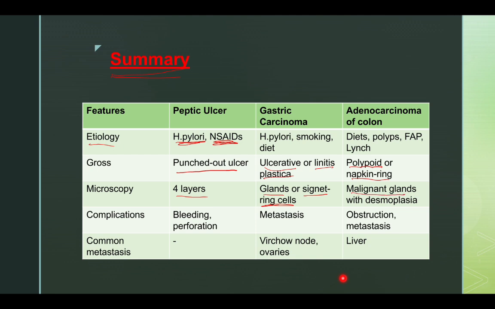Complications of peptic ulcer are bleeding and perforation, whereas gastric carcinoma causes metastasis. Adenocarcinoma of colon obstructs the flow and it also causes metastasis. Common metastasis: in peptic ulcer, there is no metastasis. In gastric carcinoma, it metastasizes through the lymph nodes and to the ovary. Adenocarcinoma of colon usually metastasizes to liver.